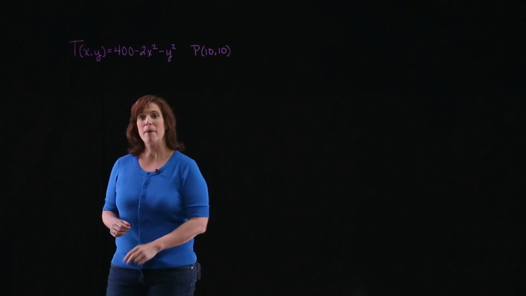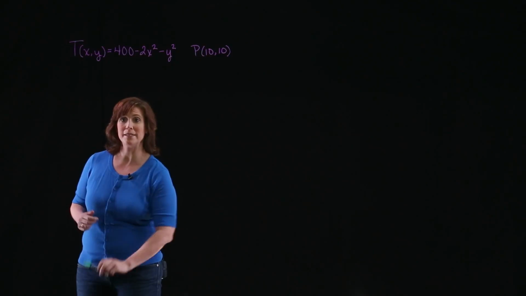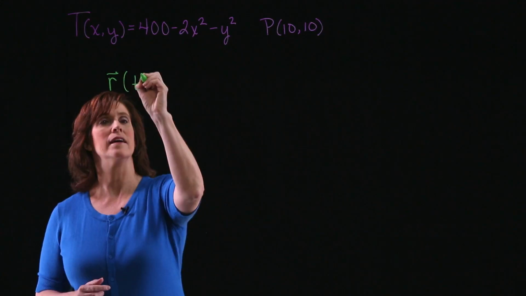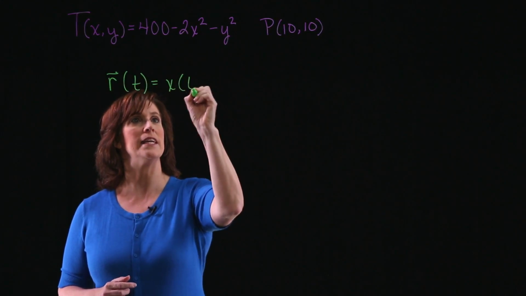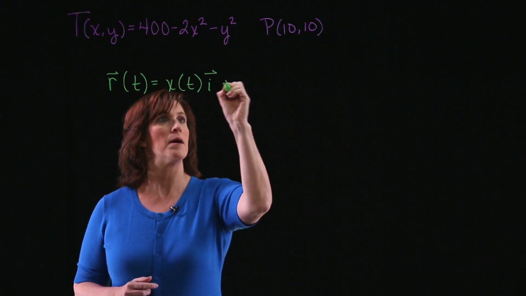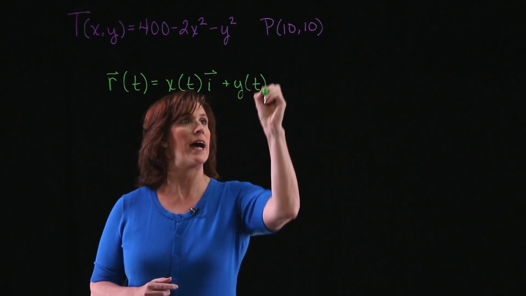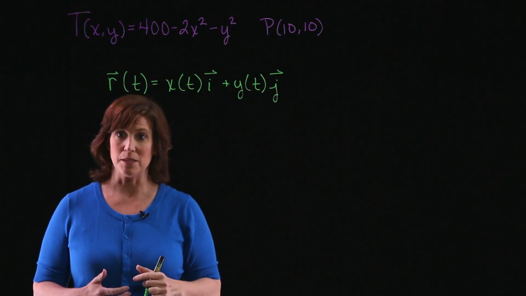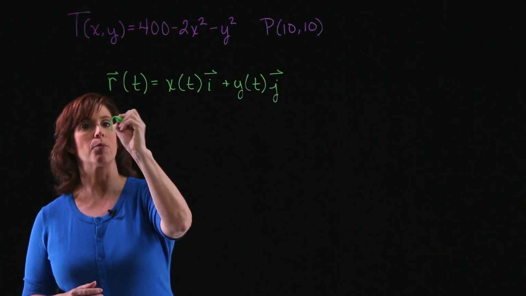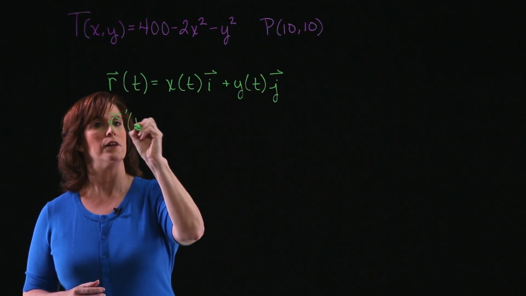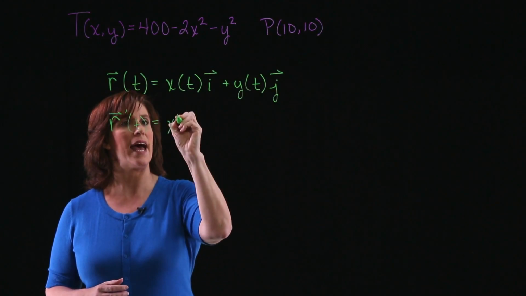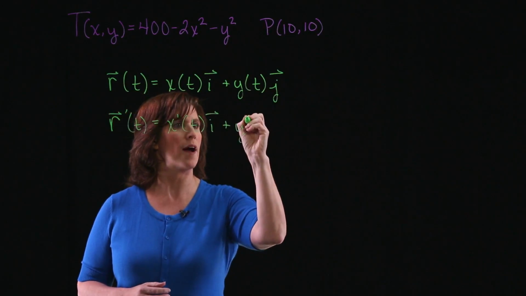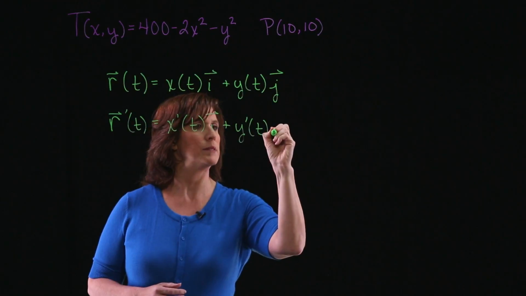We're going to begin by getting a vector-valued function that represents the path of the particle. So that's going to be r of t equals x of t times my vector i plus y of t times my vector j. Now I want to see what the rate of change of this particle is, so I'm going to look at r prime. So r prime of t is x prime of t times vector i plus y prime of t times my vector j.